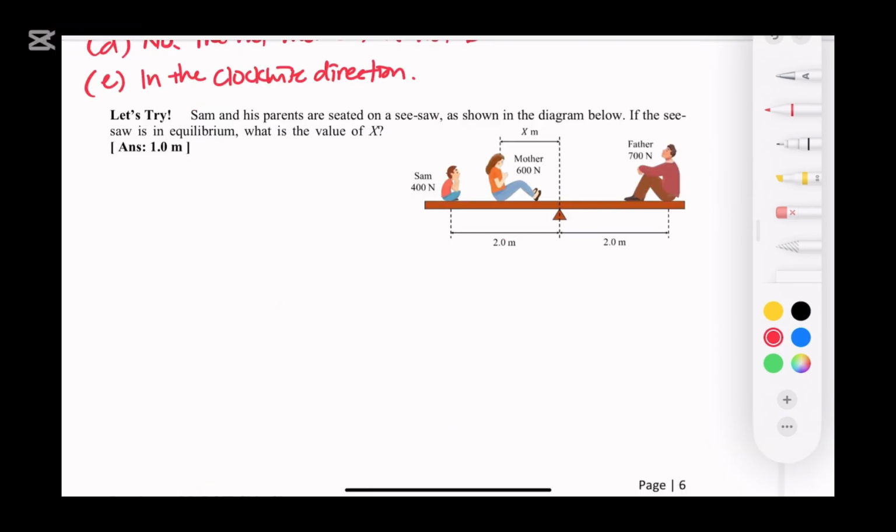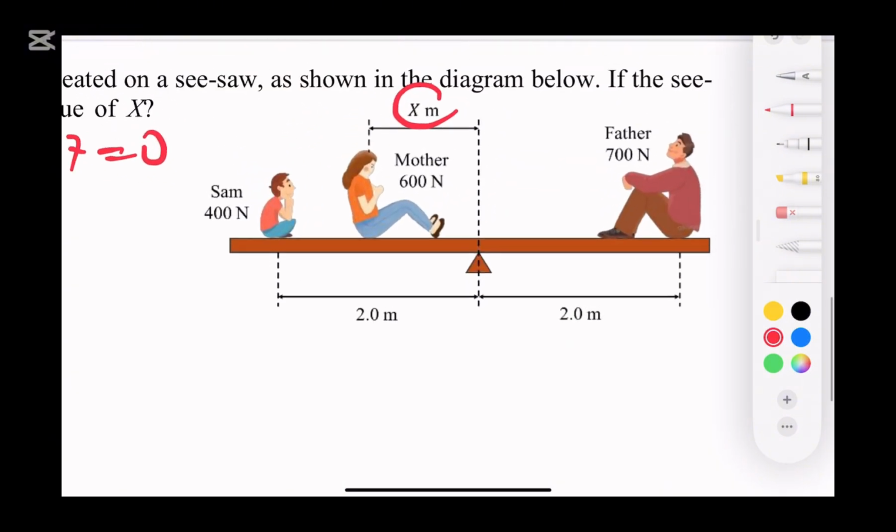Alright, next up we look at the next example. Okay, so let's dive right into it. So you have Sam and his parents seated on a seesaw. If the seesaw is in equilibrium, so this is a second example whereby the net moment equals 0. That also means that clockwise moments equal anti-clockwise moments. So I just write it simply as net moments equals 0. And the question asks for the value of x, knowing that all their weights are given.